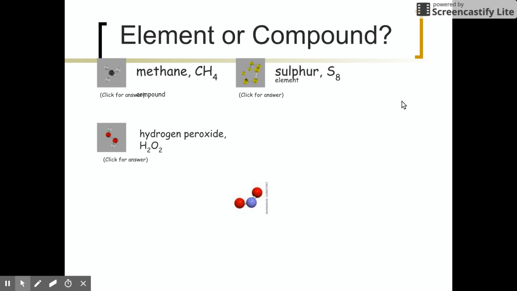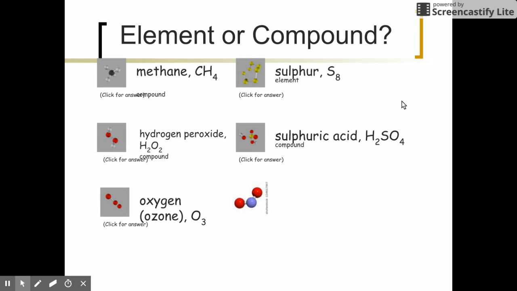Hydrogen peroxide. Compound. Sulfuric acid, H2SO4. Take a second to think about your answer. You're correct, compound.